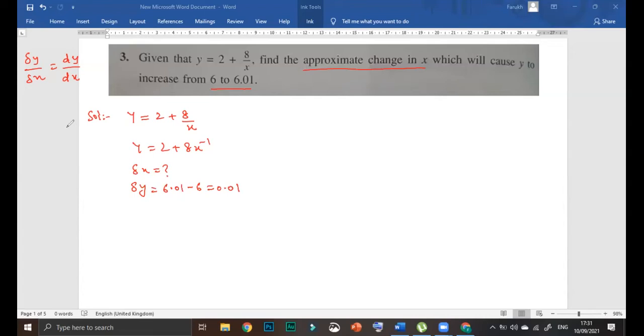Now there is a word approximate. We will use the rule del y over del x is approximately equal to dy by dx. For this we should have dy over dx. So dy over dx is equal to 0 minus 8x power minus 2.